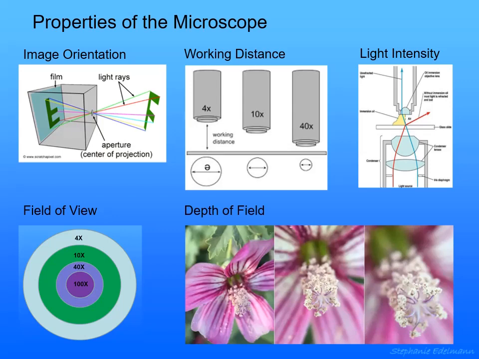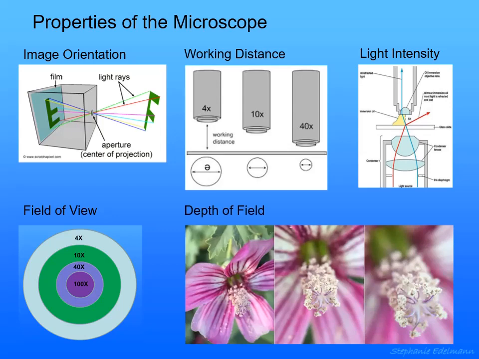You may have used one of those little pinhole cameras before, and the image under image orientation on the slide shows you a little pinhole camera. Basically what happens is the image gets reversed because of how the light rays go through the pinhole and then project onto the film or onto whatever the other side is. And that's exactly the same thing that happens in the microscope.